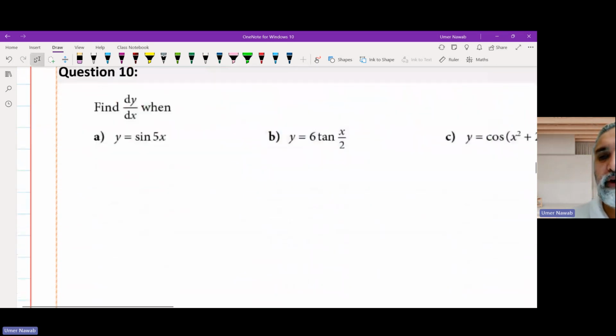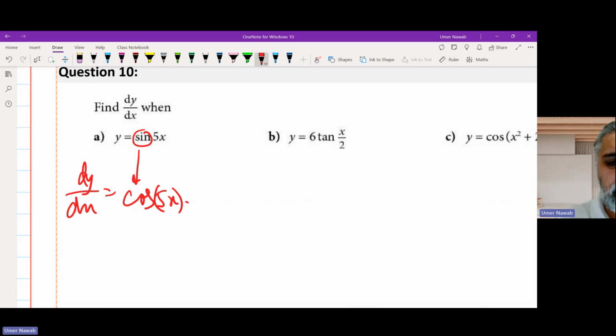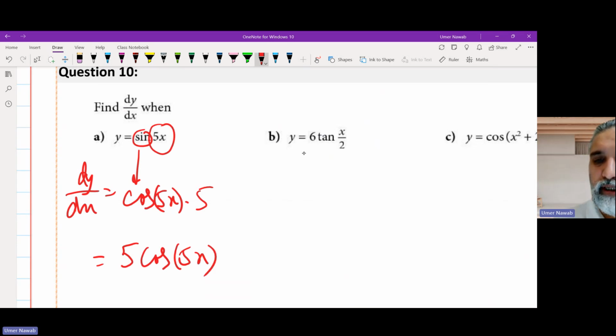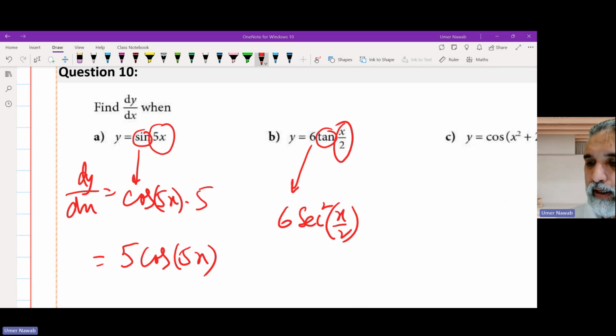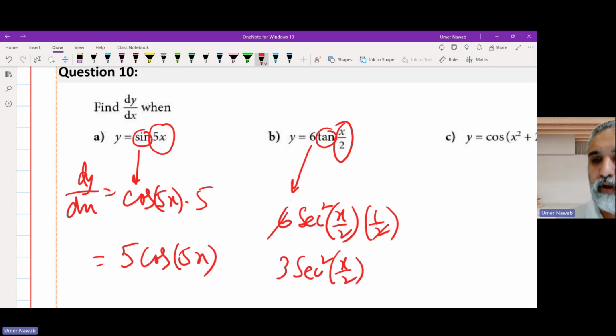Now we reach the derivative of trigonometric functions. Be careful. So dy by dx, guys, the derivative of sine is cosine. Write 5x as it is. What is the further derivative of 5x? 5. So my answer is 5 cosine of 5x. Okay, what is the derivative of 6? Sorry, 6 is the coefficient as it is. Derivative of tan is secant squared of x over 2. What is the further derivative of x over 2? The further derivative of x over 2 is just 1 over 2. 2 cancels with 6, it gives you 3 secant squared of x over 2.